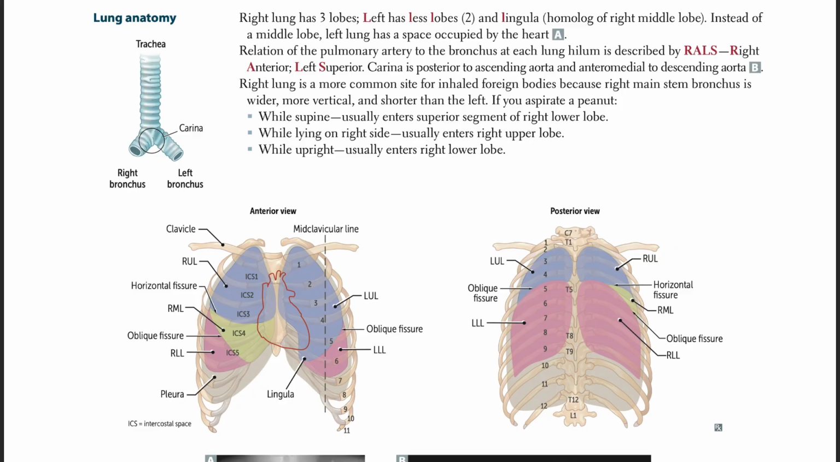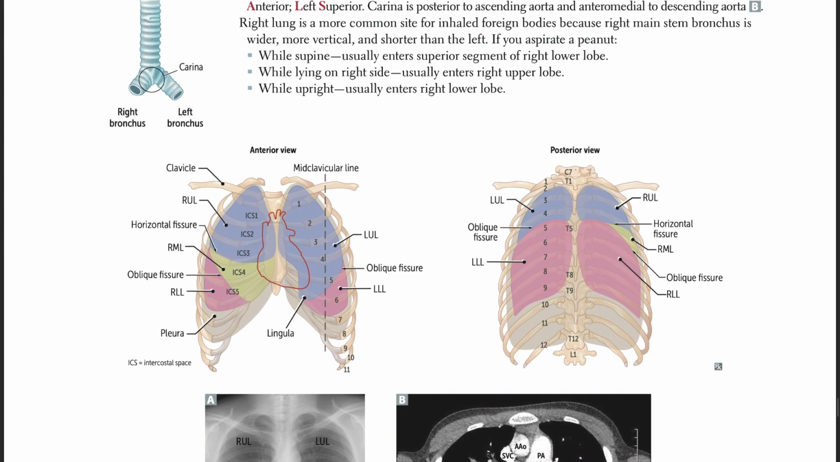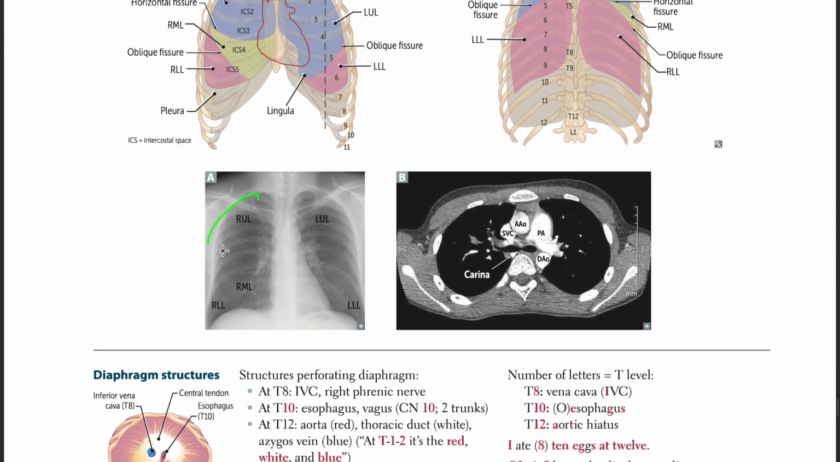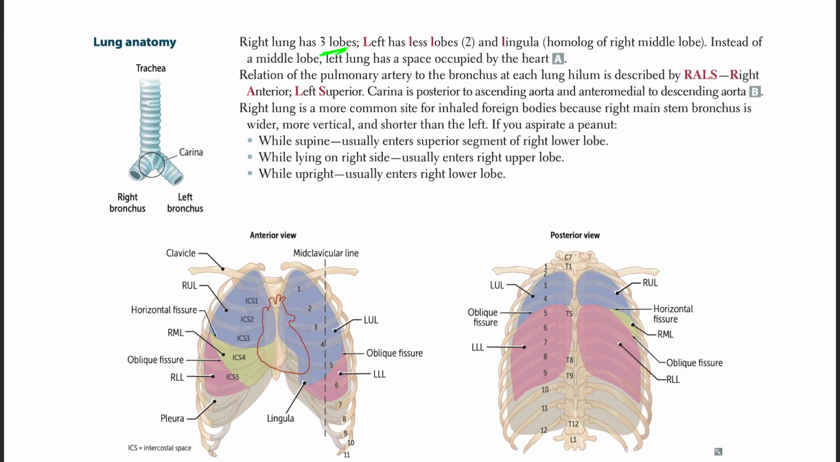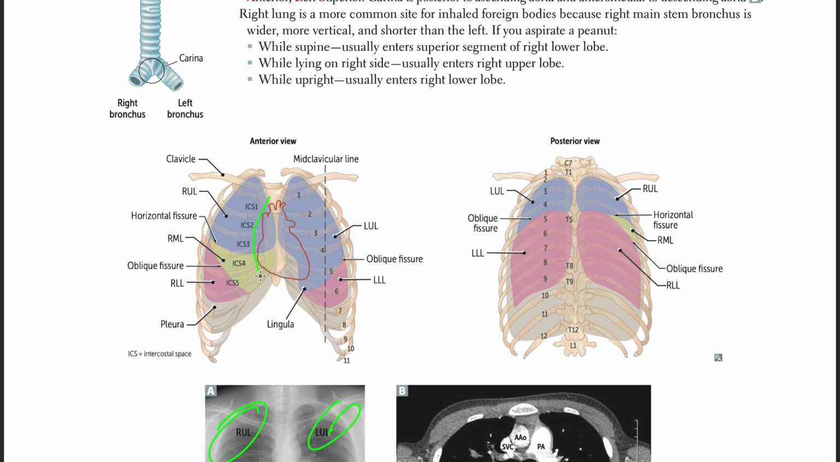Moving on to the next one, we have lung anatomy. The right lung has 3 lobes, and you can see that in the picture right here: 1, 2, 3. And the left lung has 2 lobes, 1 and 2. So let's read. The right lung has 3 lobes, the left lung has 2 lobes, and the lingula is the homologue of the right middle lobe. Instead of the middle lobe, the left lung has a space occupied by the heart. As you can see right here, heart is there, you just got 2 lobes. And here you got 3 lobes.